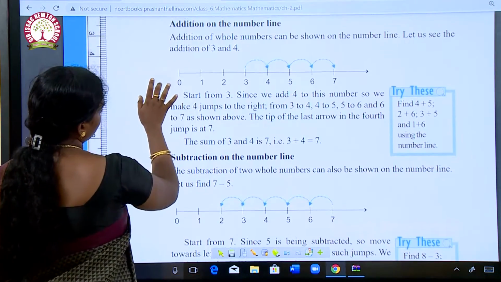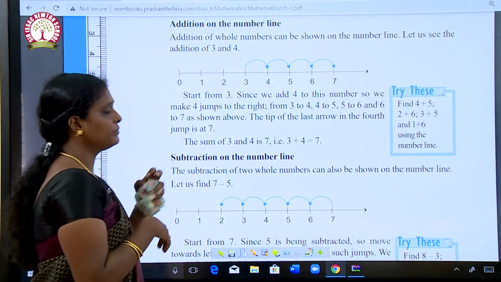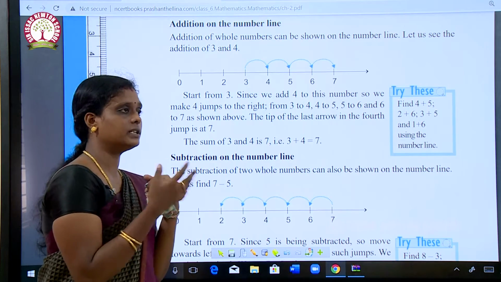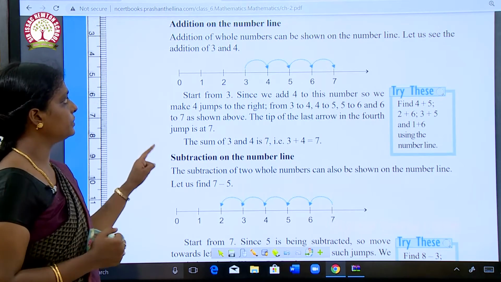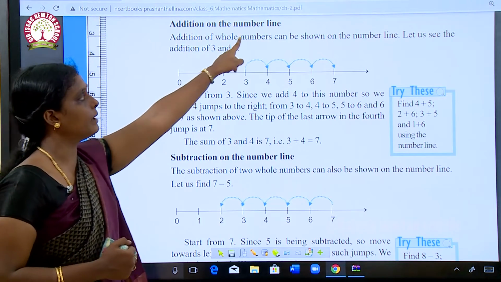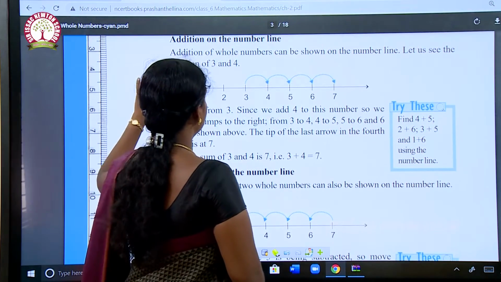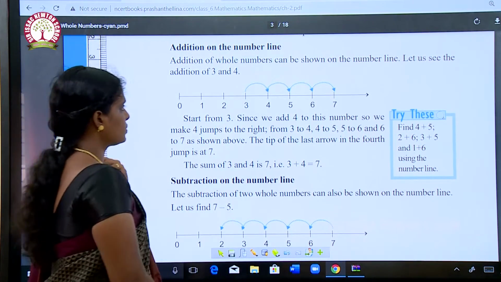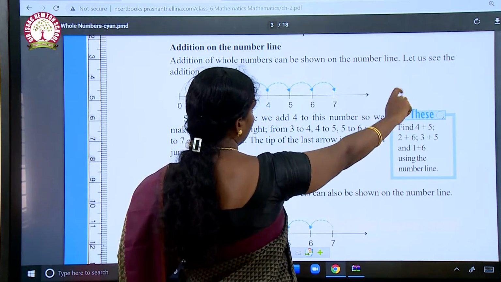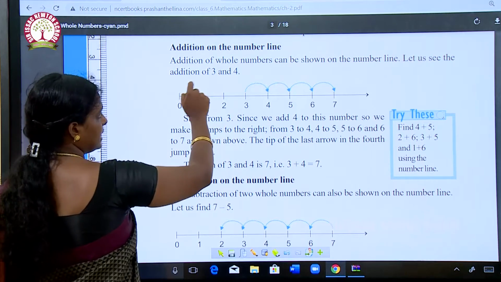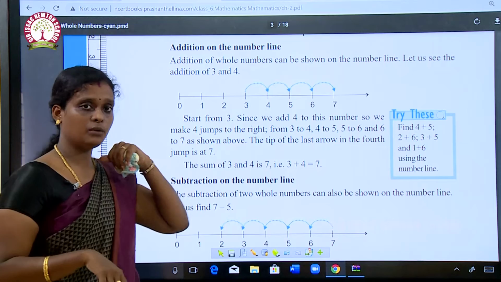Now we are going to learn addition on the number line. You know how to add by yourself, right? You have learned up to 5 digits, 6 digits or something. But here we are going to add the whole numbers using the number line. So see, addition of whole numbers can be shown on the number line. Let us see the addition of 3 and 4.